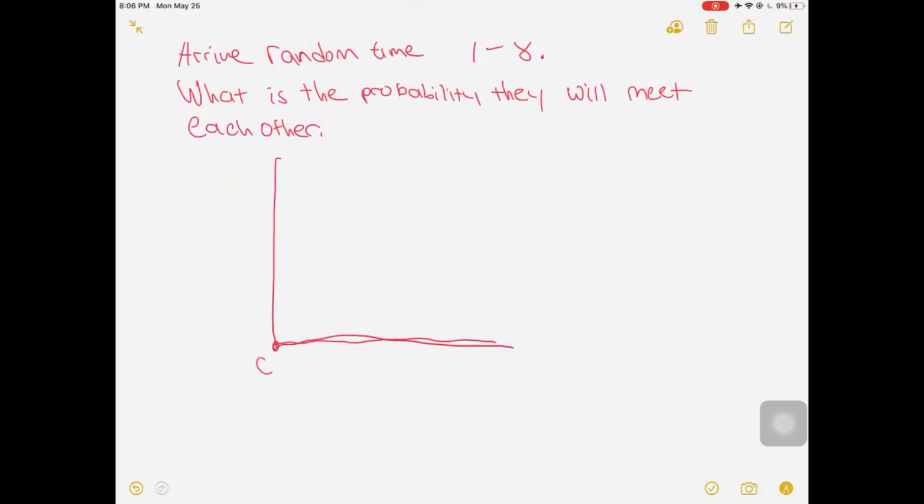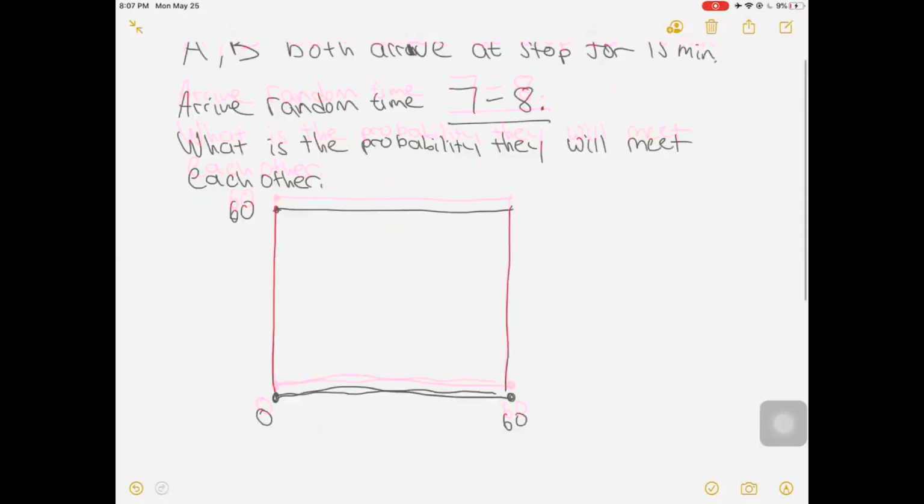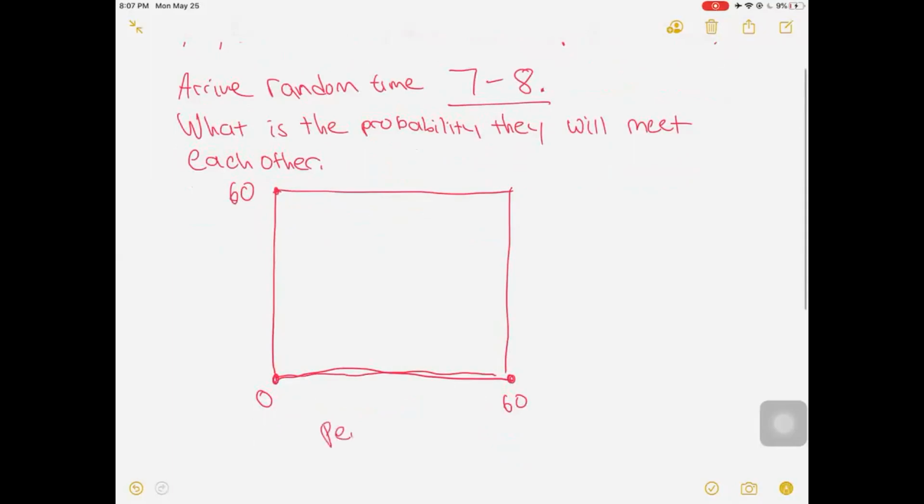So let's label this point 0, and then this is 60, because we know the time period is exactly 1 hour. So this is person A when they arrive, and this is person B.